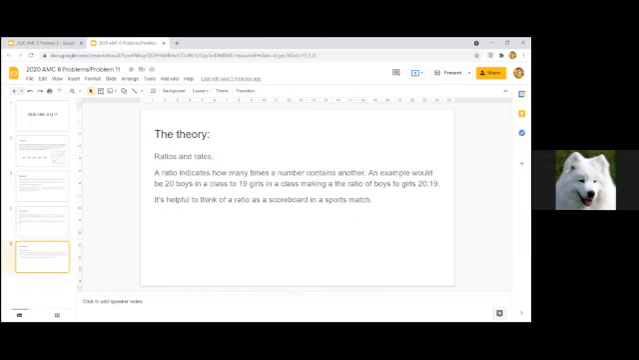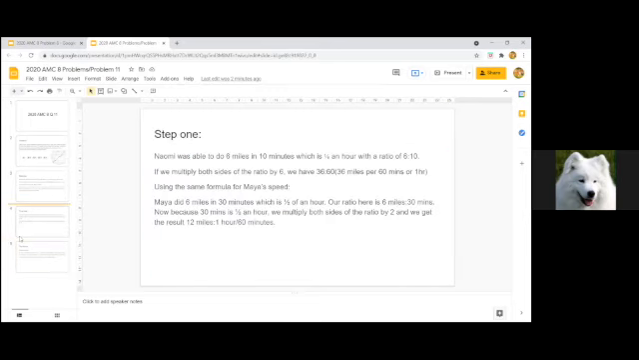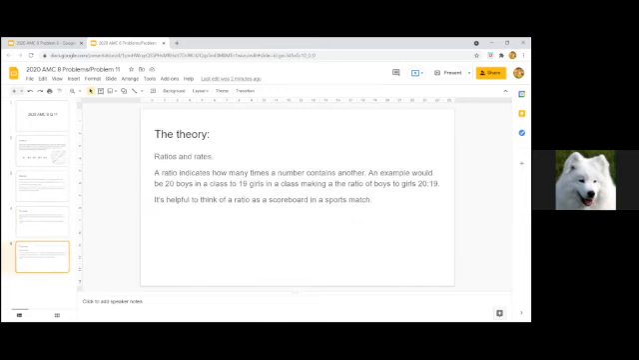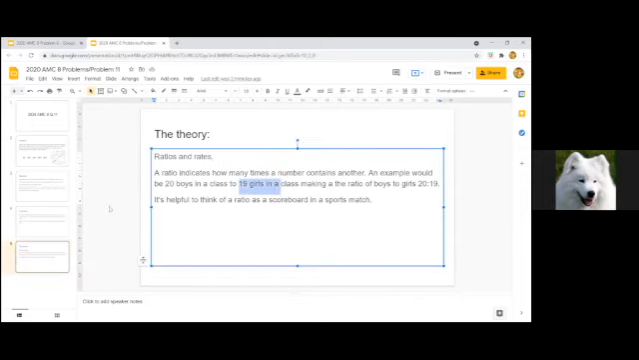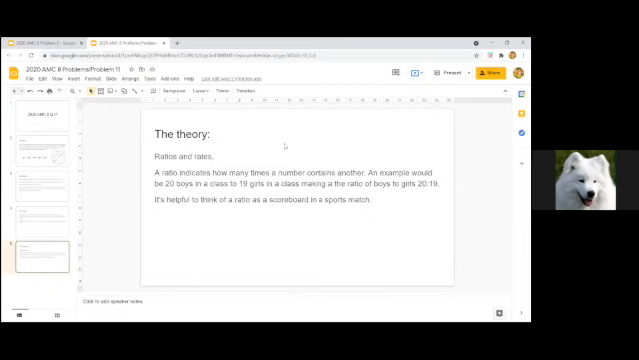The theory I used was ratios and rates. A ratio indicates how many times a number contains another. An example would be 20 boys in a class to 19 girls in a class, making the ratio of boys to girls 20 to 19.